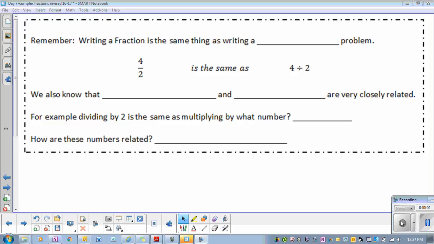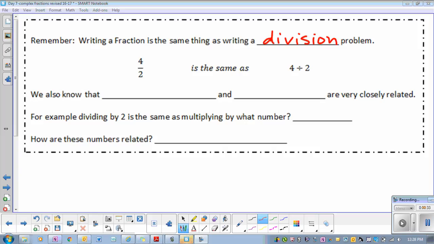We're going to talk about something called complex fractions today, okay? And this is what I want you guys to remember: writing a fraction is basically the same as writing a division problem. So if you see 4 over 2, it's the same as saying 4 divided by 2, right?